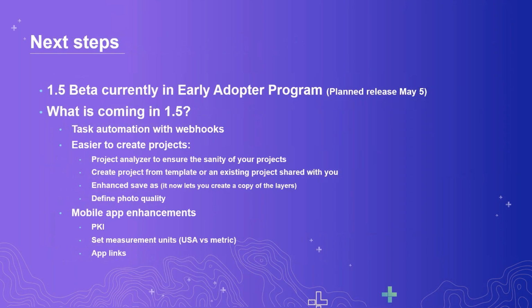I also want to share with you very briefly a few things that are coming up. We are going to release version 1.5 in May 5, and this version is actually in the early adopter program already. So if you want to try the latest version, you can go to the early adopter program from Esri and try it out. So what's coming in 1.5? A bunch of things, but I want to highlight just a couple.